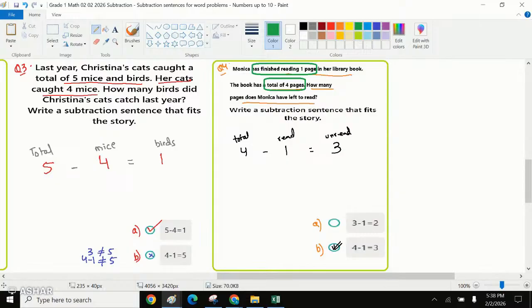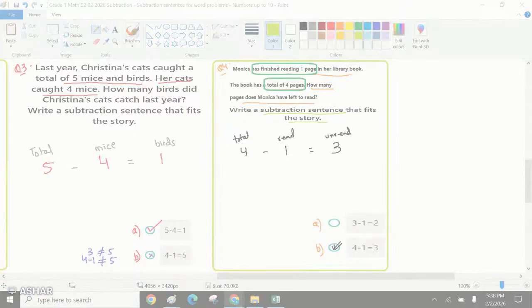Do we agree? Precious, do we agree on this? 4 minus 1 equals 3. Yes, May, 4 minus 1 is correct. But we need to give the complete subtraction sentence, right? The complete sentence would say 4 minus 1 is equal to 3. Precious, do we agree on this? Okay, thank you. This would be 4 minus 1 equals 3. Let's have a look at the next question.